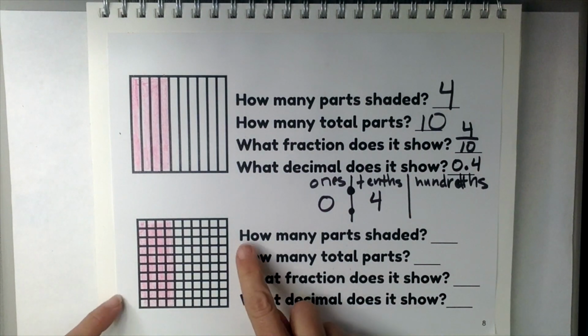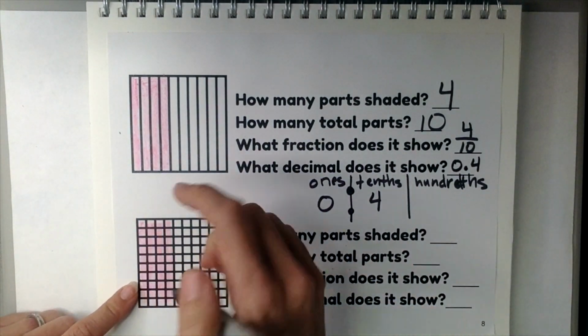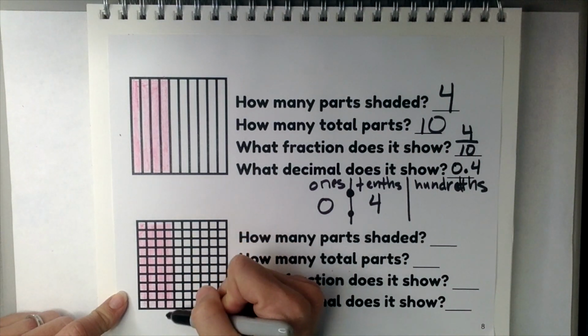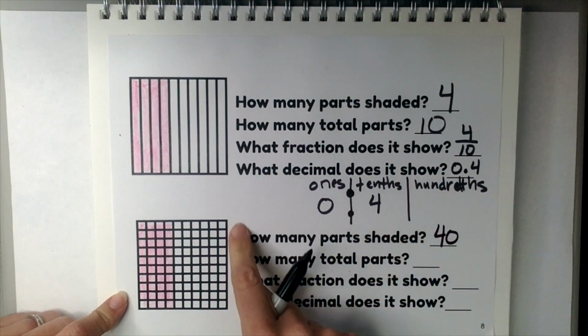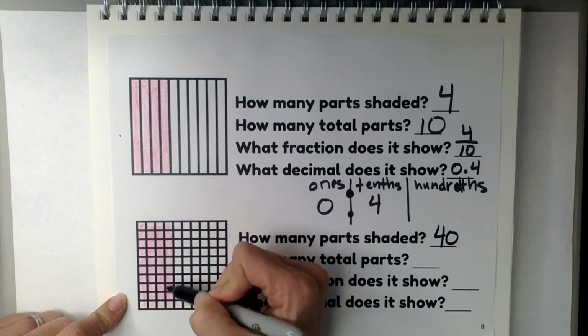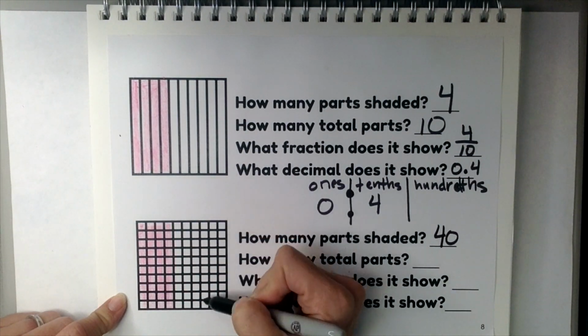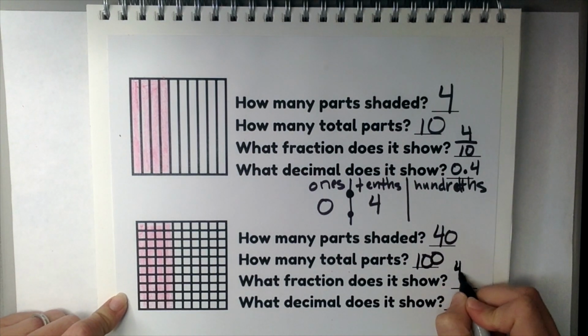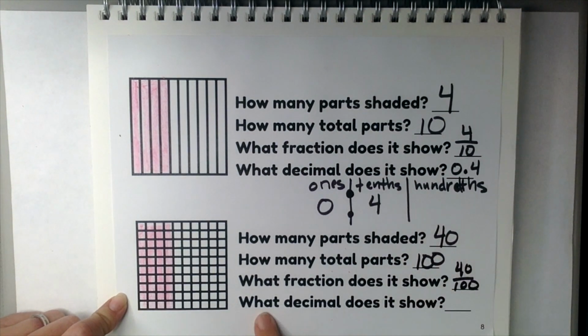Let's do this bottom one. How many parts shaded? So this is in groups of 10. So 10, 20, 30, 40, so 40. And we can count by tens again, 40, 50, 60, 70, 80, 90, 100. So that fraction is 40 out of 100. What decimal does it show?